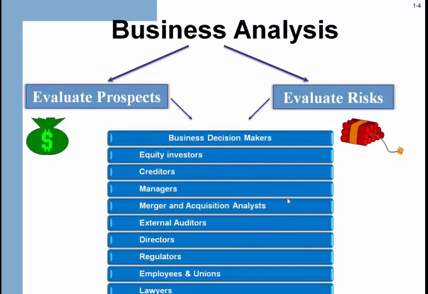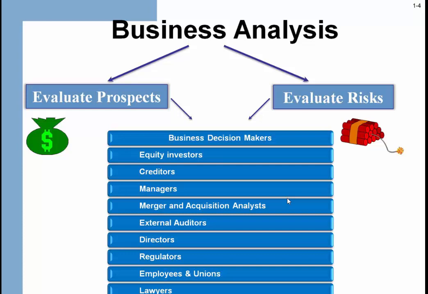There are businesses outside of the groups that use financial statements to evaluate both the prospects and the risks of a particular business. They do business analysis on them. And you notice here you have both internal and external people that are going to use the financial statements to evaluate the business. Remember, the financial statements are a scorecard for a business.